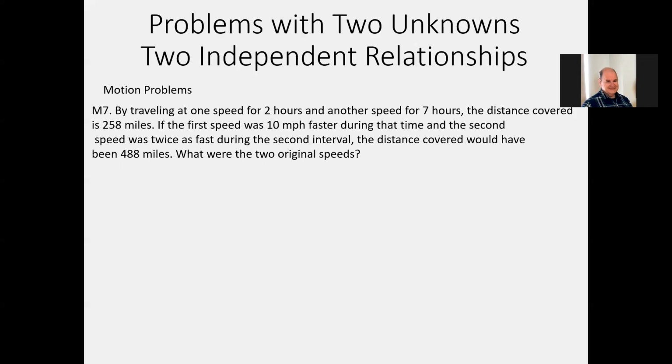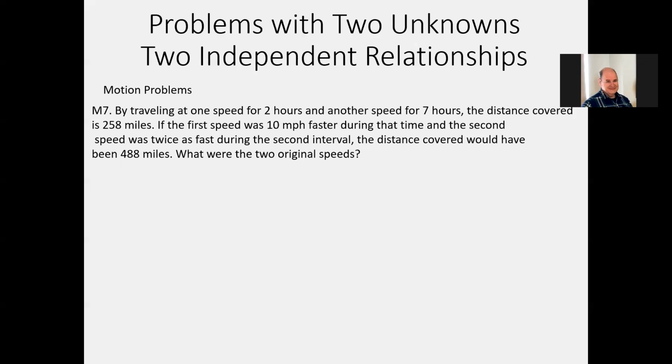And I think the last one. By traveling at one speed for 2 hours and another speed for 7 hours, the distance covered by these 2 travelers would be 258 miles. I'm sorry, for one traveler, the distance he would cover would be 258 miles.